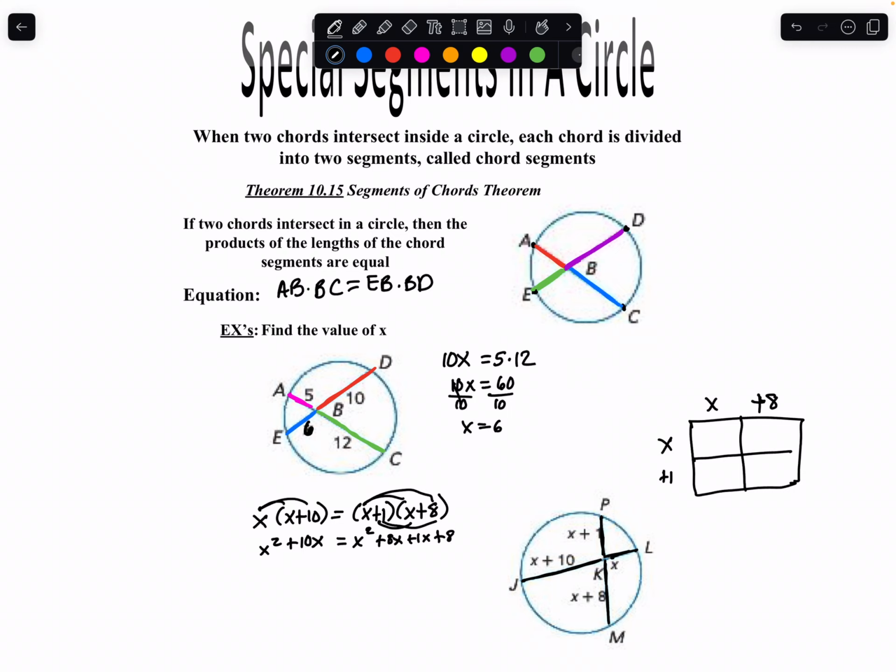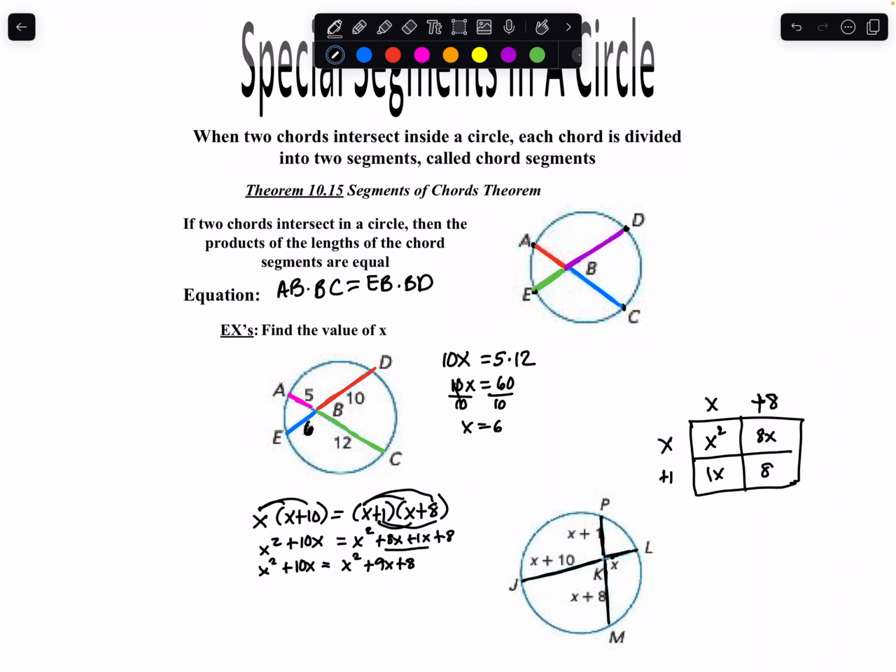Right here on the right, I can do x times x is x squared. X times 8 is 8x. The bottom, x times 1 is 1x. And then 1 times 8 is 8. And then you're just basically adding all the values up. That's how we get here. So we have x squared plus 10x equals, combining like terms, x squared, these two are like terms, plus 9x plus 8.